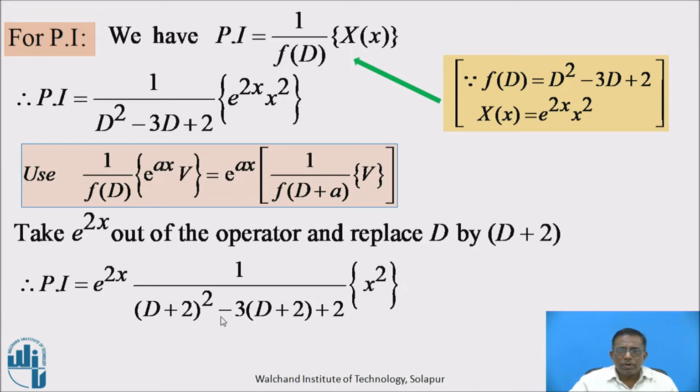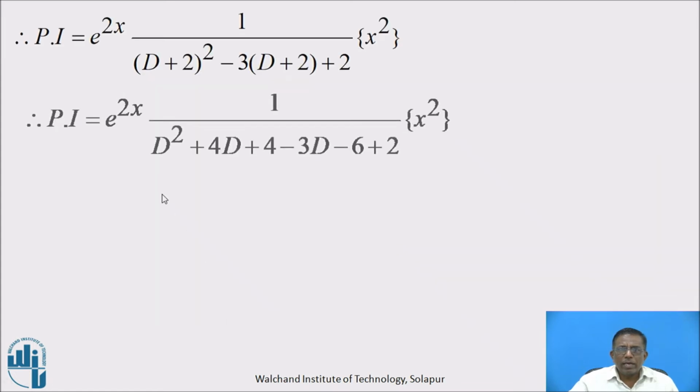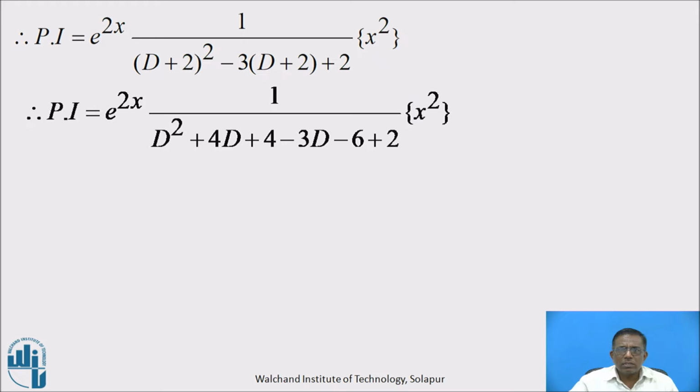Simplify the denominator. We get PI equal to e raised to 2x into 1 upon the expansion of (D plus 2) whole square, which is D square plus 4D plus 4. Then minus 3D, minus 3 into 2 is minus 6, and plus 2, into x square. Therefore, PI equal to e raised to 2x into 1 upon, in the denominator, D square, then 4D minus 3D is plus D, and 4 minus 6 plus 2 gets cancelled, into x square as it is.